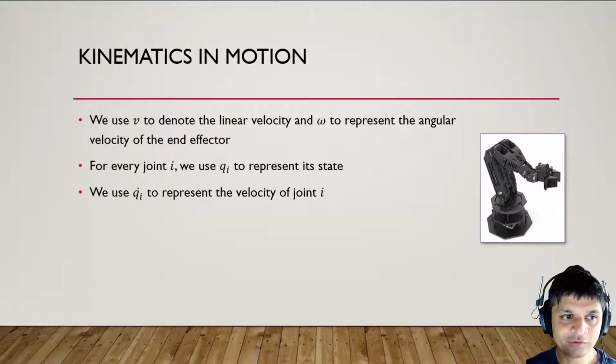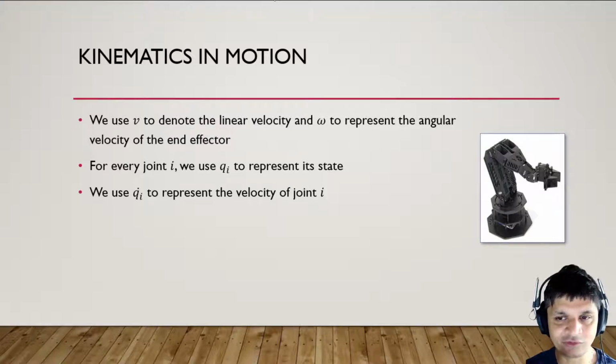Okay. So some notation, we use v to denote the linear velocity and omega to denote the angular velocity, right? Angular velocity being how the end effector is rotating, and linear velocity being how it's moving in space. Now, you'll remember in the previous lecture, we started using Qi to represent the joint state. So for every joint i, Qi represents the state. And borrowing some notation from physics, we'll say that Qi dot represents the velocity of joint i.